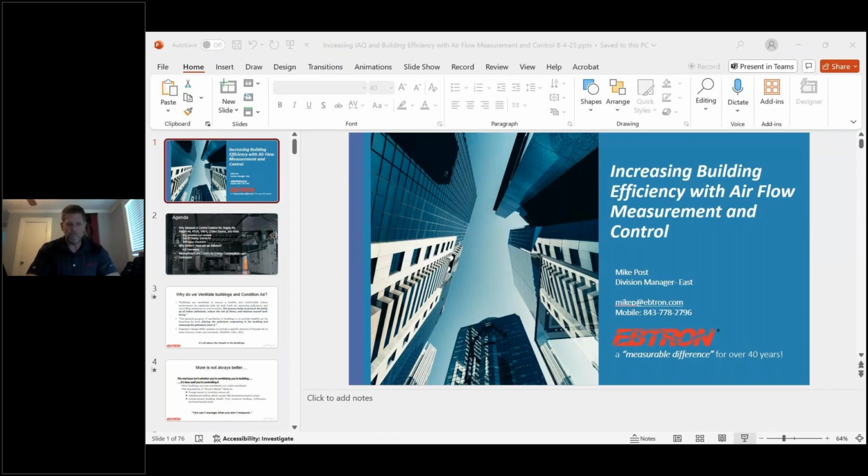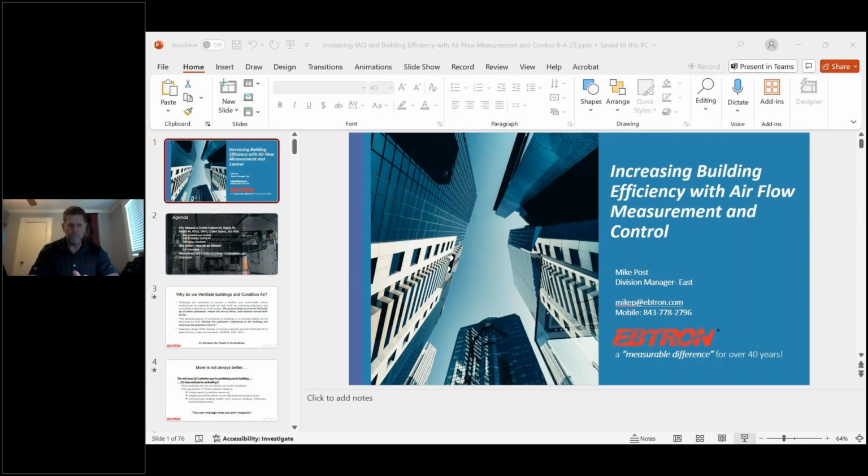So what are some things we're going to talk about today? We're going to talk about why measure and control, various air paths within the system, not just outside air, but other areas as well. Why do we condition and ventilate in the first place? How much does it cost us to treat outside air?